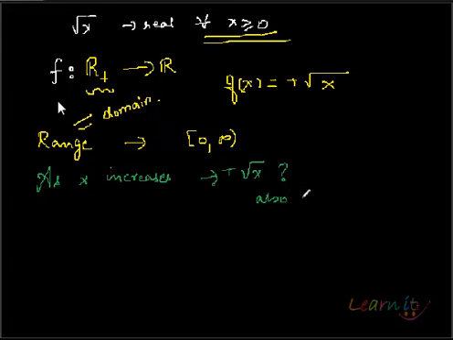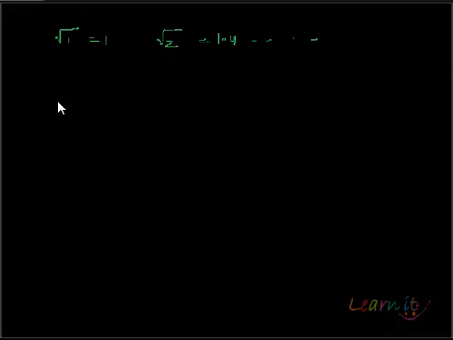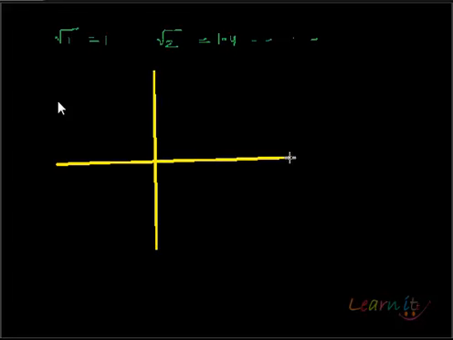So, as x increases, what happens to root x? It also increases, okay? I mean, simple example, root 1, root 2, and so on and so forth. So what will this function on the graph look like? What will this function on the graph actually look like? Let me make a graph for it. Just notice one thing, the domain and range both are R plus.